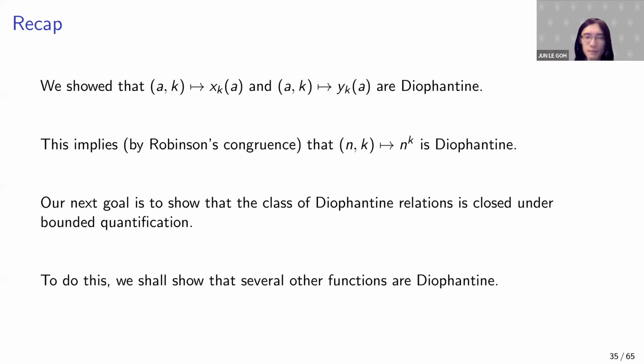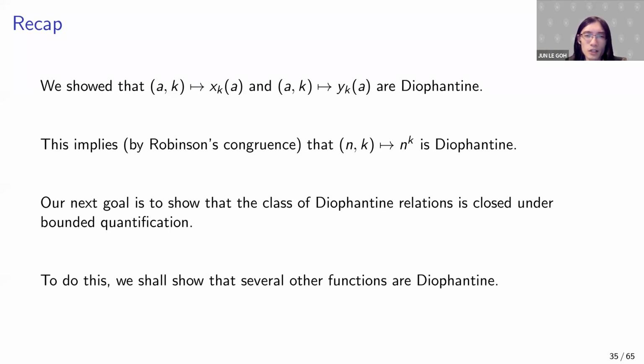Now, let me quickly recall the main things that we did last time. The whole point of last lecture was we showed that the exponential function is Diophantine. Our next goal is to show that the class of Diophantine relations is closed under bounded quantification. Last time we showed this is enough to get us the main theorem that we want, because once we have the power of bounded quantification, we can do, for example, minimization as well as primitive recursion.